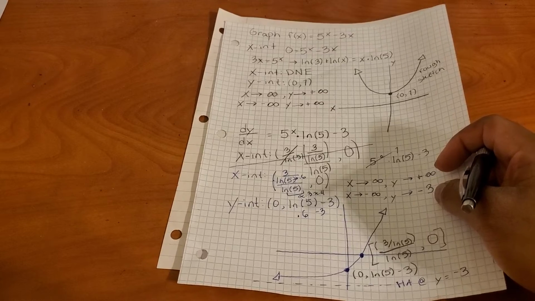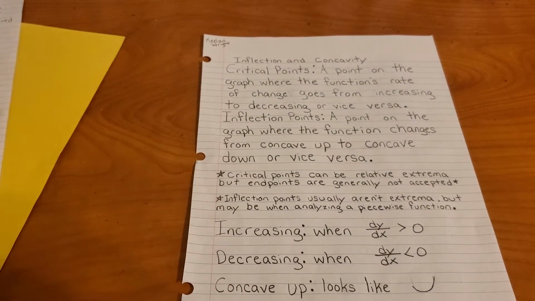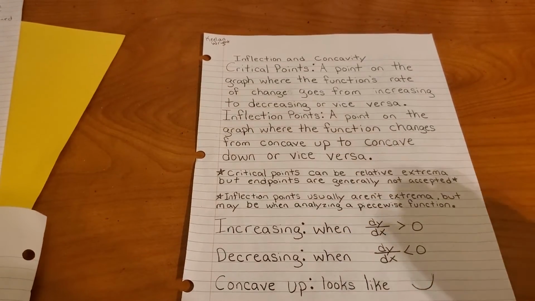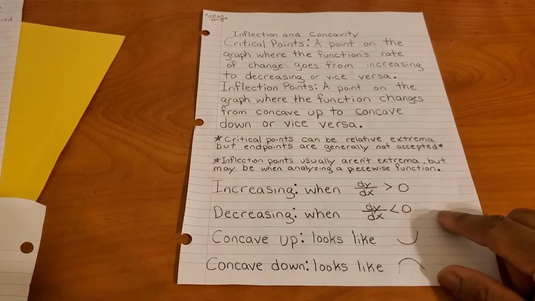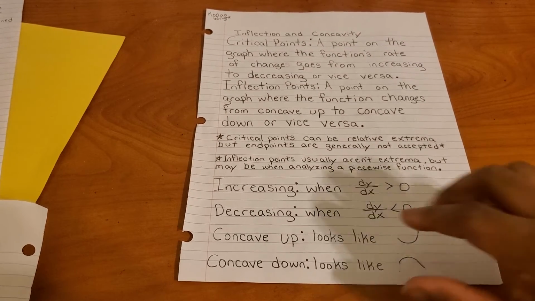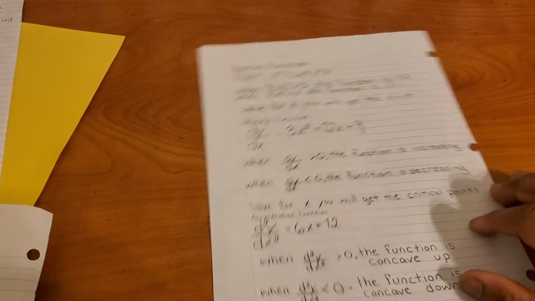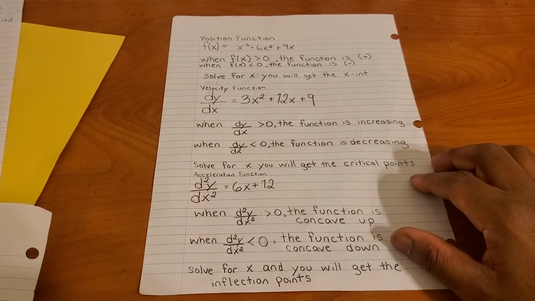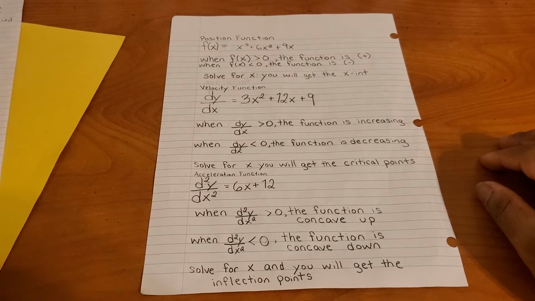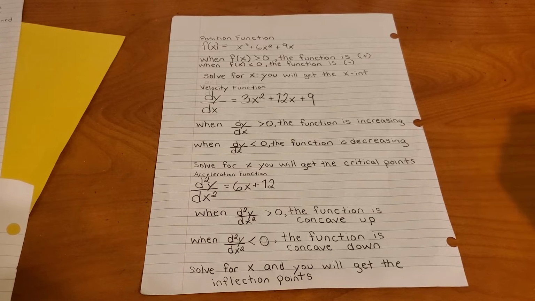So in closing, we went over a lot of different stuff. We started off with the notes that we had, which explain concavity as a whole. We talked about critical points, inflection points, increasing, decreasing, and what concave up and concave down look like. We showed the general process for calculating those. Basically, if you solve for x with the original function, you get the x-intercept. If you solve for x with the first derivative, you get the critical points.